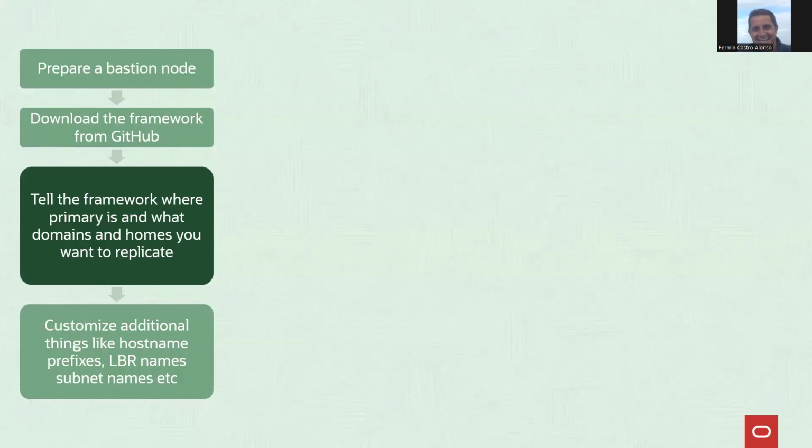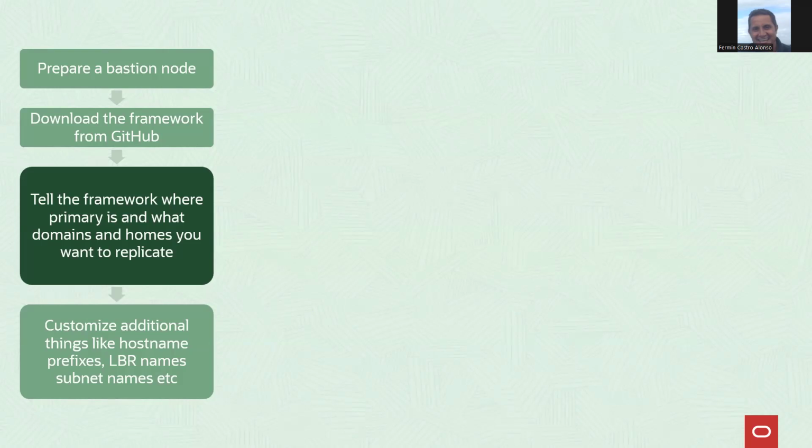Well, first you need to prepare the Bastion node. The Bastion node is required because that will be the orchestrator that will be connecting to primary, creating resources, and introspecting information. It doesn't need to be a big node, but it needs to have enough storage to host the copy from primary. Once you have the Bastion, you download the framework from GitHub, the WebLogic HA framework, and you configure it with a few files.